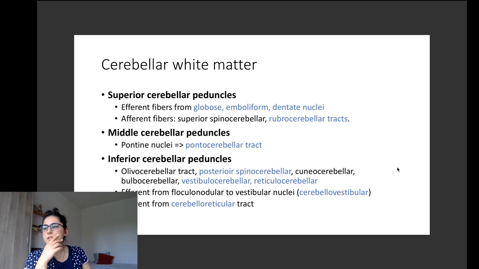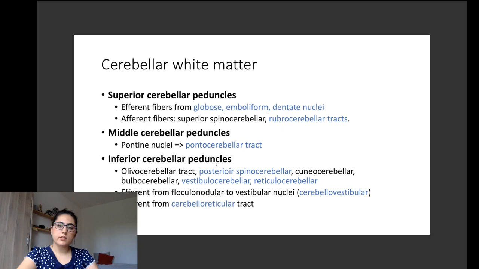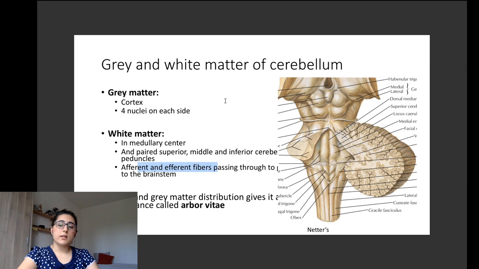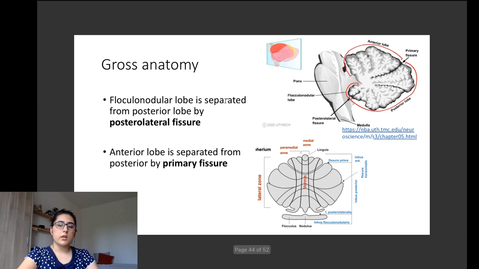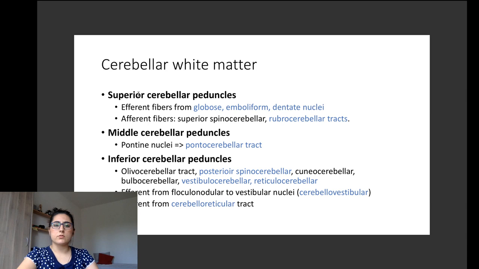Like I said, the cerebellar white matter is this stuff: superior, middle, and inferior cerebellar peduncles. I said that there are afferent and efferent fibers passing through, right? We need to know a little bit about what kind of fibers are passing through each peduncle. Now, it might seem super complicated, but it's actually not. We have the cerebellum here. The cerebellar peduncles would be somewhere here, right? Superior, middle, and inferior. Just imagine them right now, okay? So, what kind of fibers do you think are going to pass through the superior cerebellar peduncle?